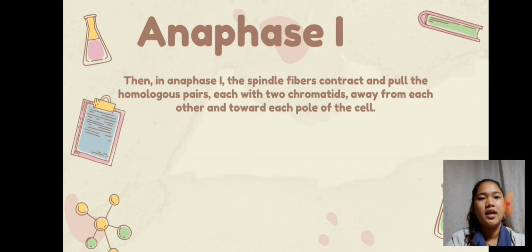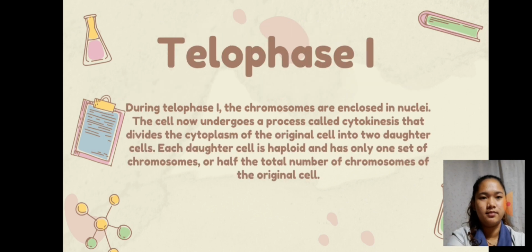In anaphase 1, the spindle fibers contract and pull the homologous pairs, each with two chromatids, away from each other and toward each pole of the cell. During telophase 1, the chromosomes are enclosed in nuclei. The cell now undergoes a process called cytokinesis that divides the cytoplasm of the original cell into two daughter cells. Each daughter cell is haploid and has only one set of chromosomes, or half the total chromosomes of the original cell.